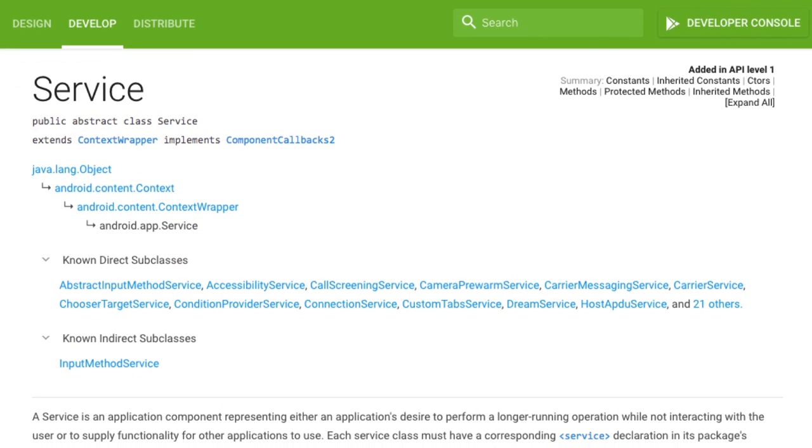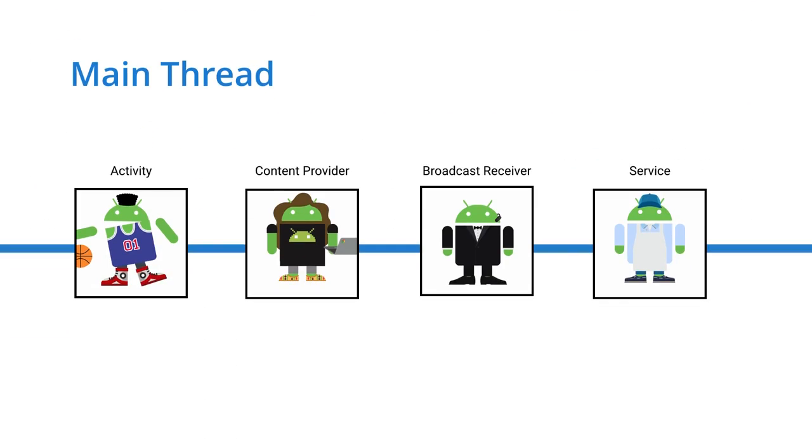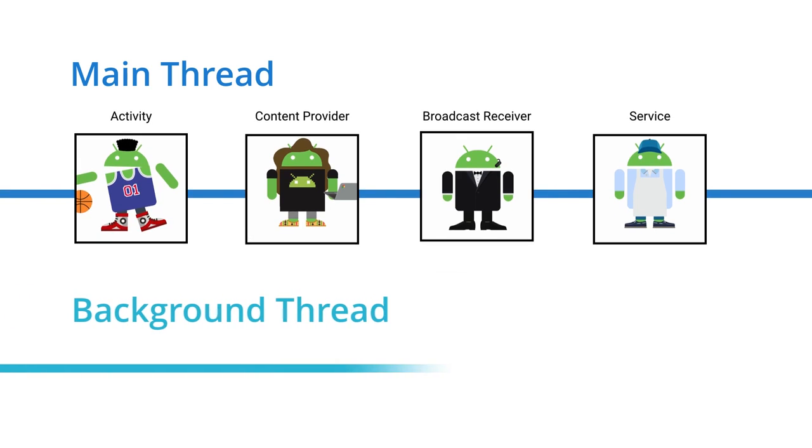To be clear, this base service class that I'm showing you here is started on the main thread, and it will block your UI if you run a long-running task. To get around this, you'll need to create a background thread or async task from within your service. So what's the general process behind this? How do you do this?